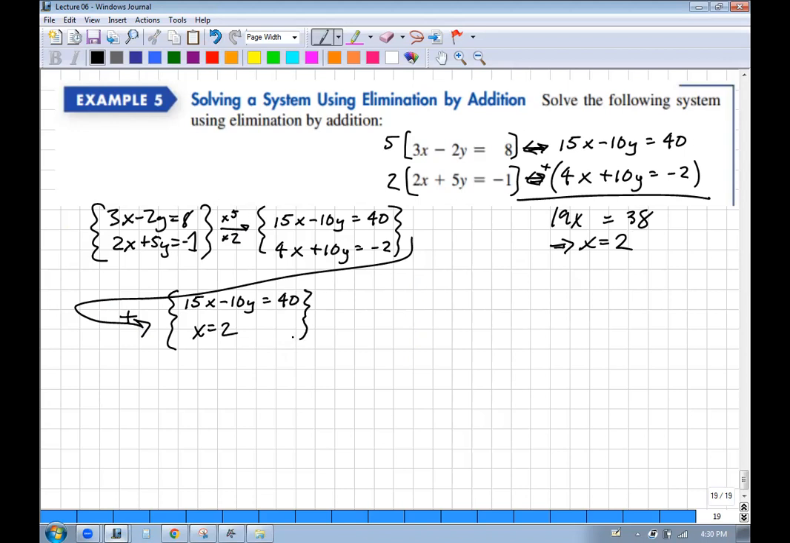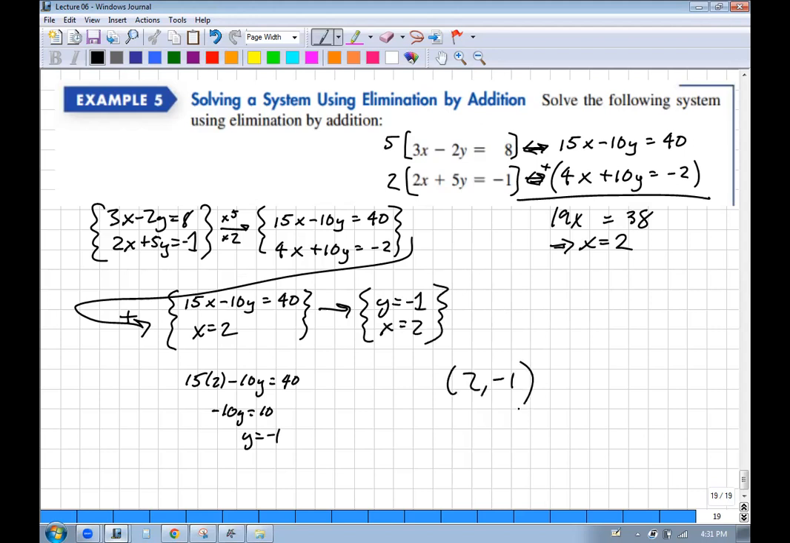Okay. Now I know what x is. I can simply replace x. So if I replace x, I would have 15 times 2 minus 10y equals 40, or minus 10y. 40 minus 30 is 10, or y equals minus 1. So now I'm going to replace that with y equals minus 1 and x equals 2. So my solution is 2, minus 1, okay?